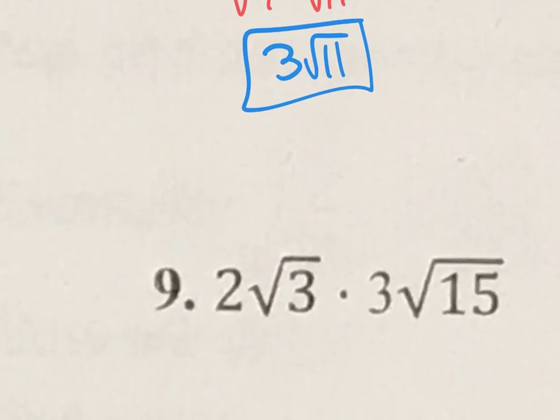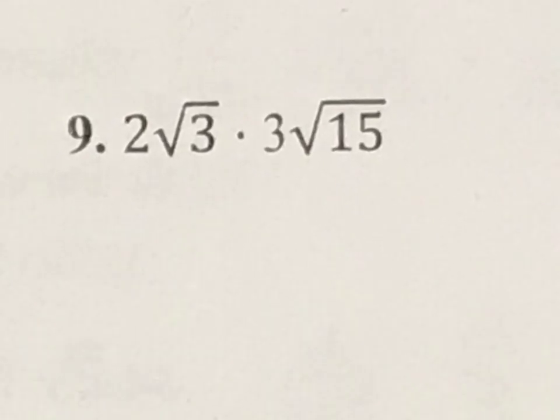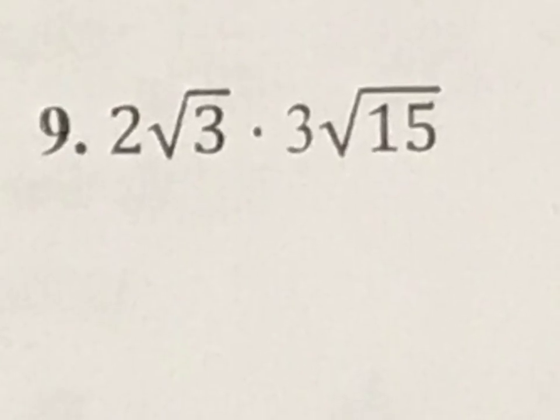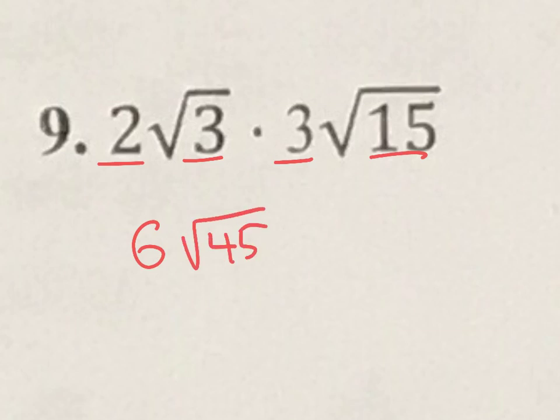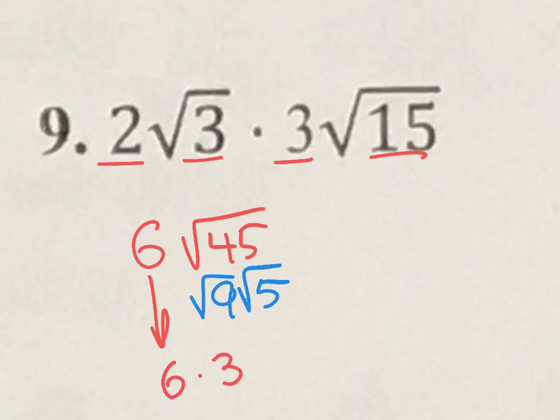Now, let's go to one of these guys. Right here, you could multiply the numbers with the numbers and the radicals with the radicals. So if you wanted to, you could multiply 2 and 3 and get 6, and multiply 3 and 15 and get 45, but inside the root. And then you could work on simplifying the square root of 45. 45 becomes 9 times 5. 9 is a perfect square number, so you are good. You have the outside 6 that comes down. You have the square root of 9, which is 3. And you have the square root of 5, which stays a square root of 5. So your final answer is 18 square root of 5.